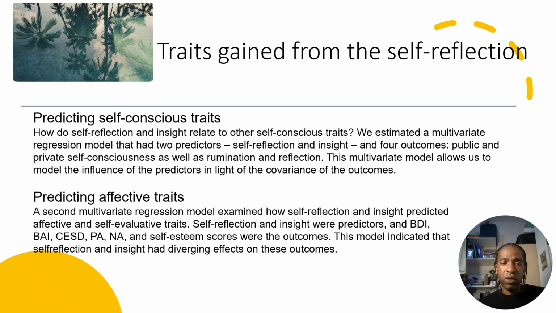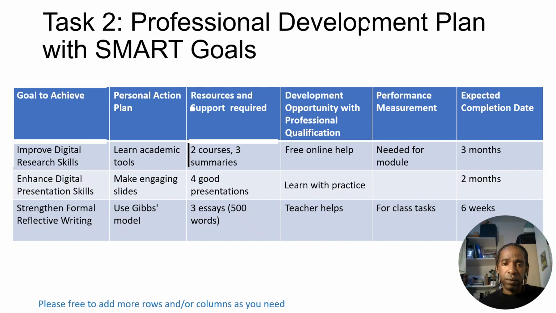Predicting affective traits. A second multivariate regression model examines how self-reflection and insight predicted affective and self-evaluative traits. Self-reflection and insight were the predictors, and BDI, BAI, CESD, PA, NA, and self-esteem scores were the outcomes. This model indicates that self-reflection and insight have diverging effects on these outcomes.